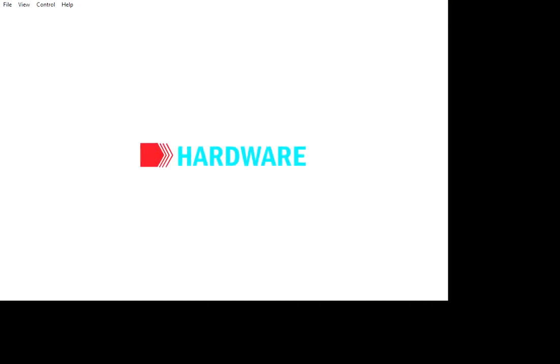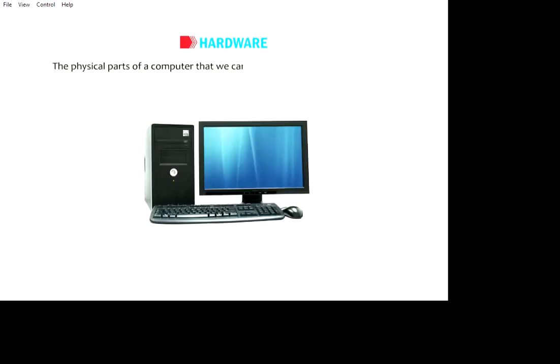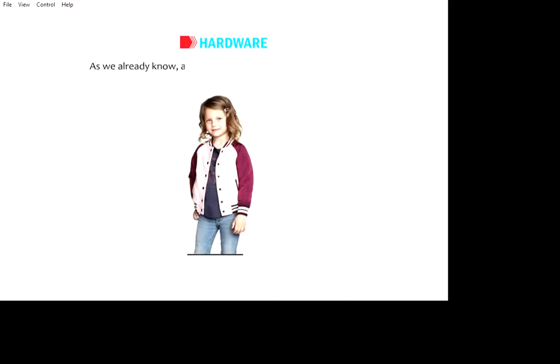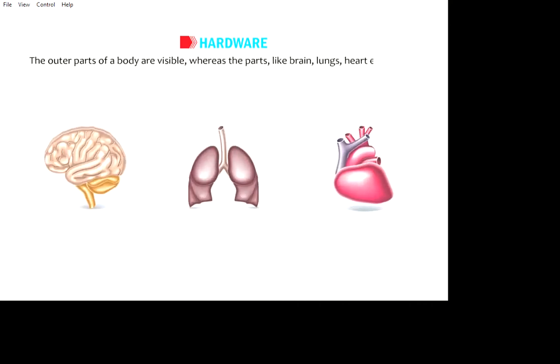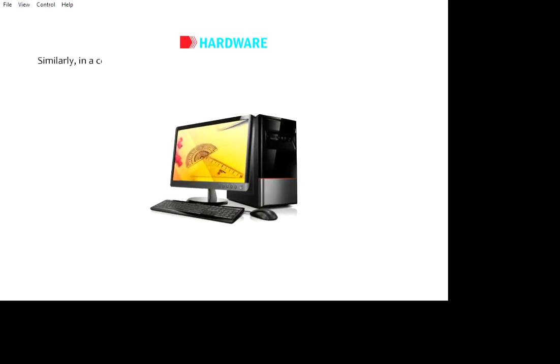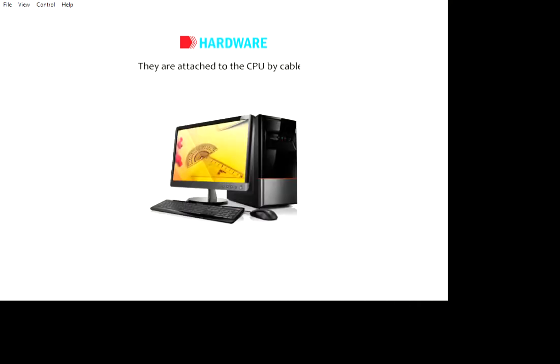Okay, now let us talk about hardware. The physical parts of a computer that we can touch or feel are called hardware. As we already know, a human body consists of different parts. The outer parts of a body are visible, whereas the parts like brain, lungs, heart, etc., which are inside, cannot be seen. Similarly, in a computer, we can see only those parts of the hardware that are outside. Example, monitor, keyboard, etc. They are attached to the CPU by cables.